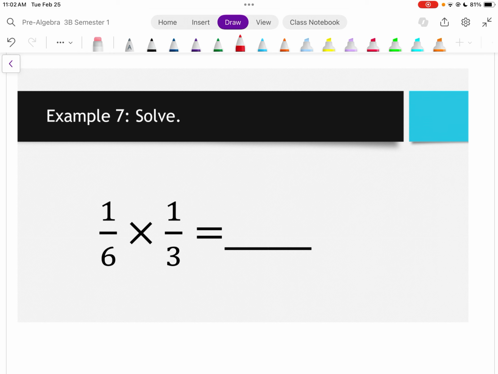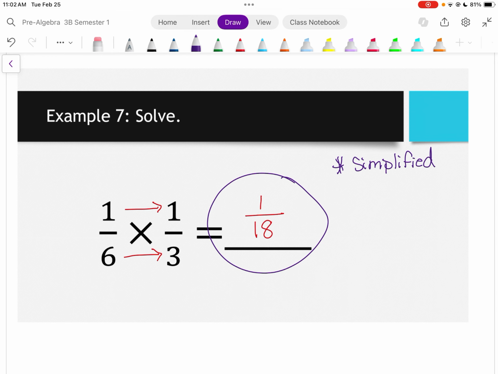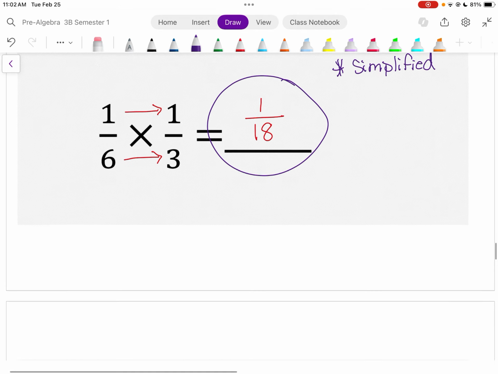So example 7, solve 1/6 times 1/3. So we're going to multiply our numerators. 1 times 1 is 1. And then our denominators. 6 times 3 is 18. Now, when you are doing these problems, you want to check, can it be simplified? So we want to see if there's a number we can divide both the top and the bottom by. This one, we can't, because 1 can only be divided by 1. So that's not going to change our fraction.